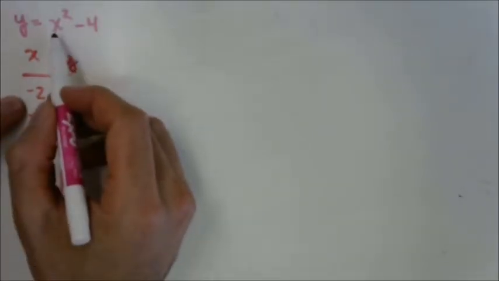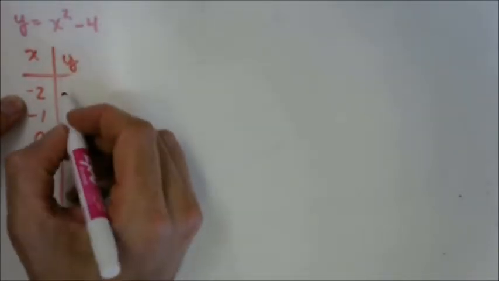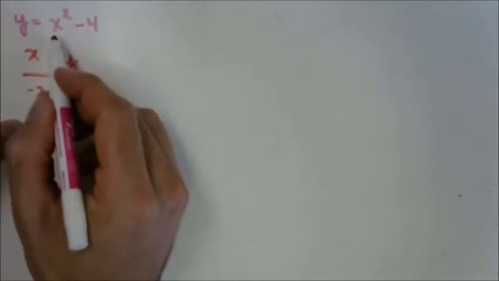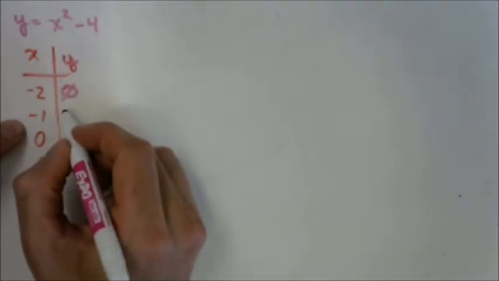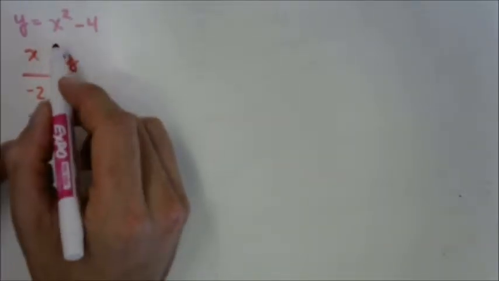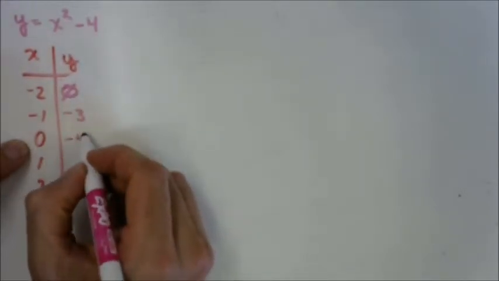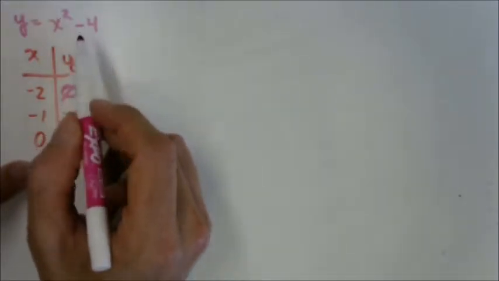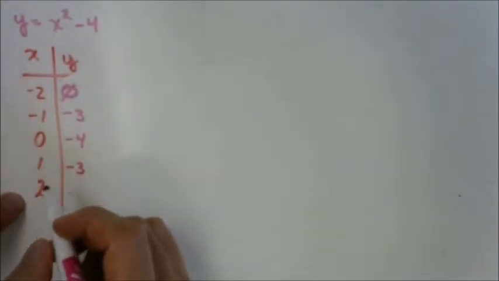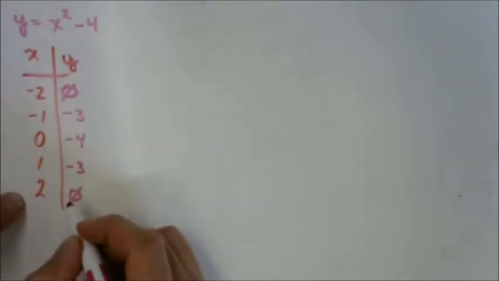We sub in -2, we get -2 squared, which is positive 4. Subtract 4, 0. Put -1 in there. -1 squared is positive 1 minus 4, -3. Good job. Put 0 in there. 0 times 0 is 0. Take away 4, -4. Substitute 1 in there. 1 squared minus 4, -3. 2 squared, 4 minus 4 is? 0.